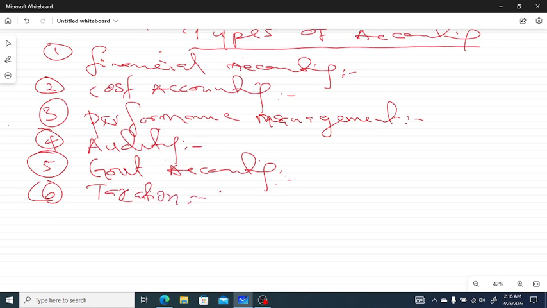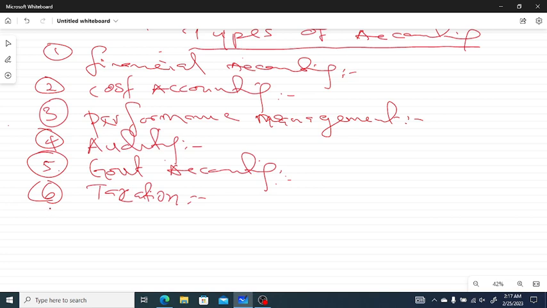Taxation. The accounting profits generated in the financial statement provide the basis for determining the taxable profit of an entity. The taxable profits are different from the accounting profit because certain expenses and income are allowable for accounting purposes but disallowable for tax purposes. So that is taxation, number 6 we have here.